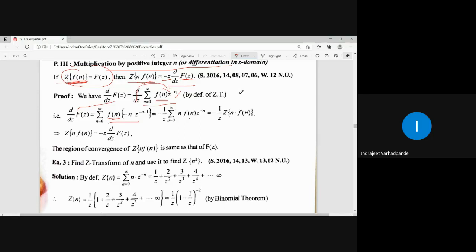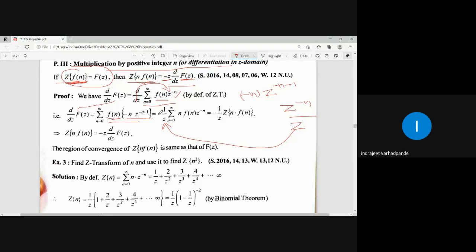The derivative of x to the power n is n into x to the power n minus 1. Similarly, the derivative of z to the power minus n will be minus n into z to the power minus n minus 1. Now the sequence is concerned with n, so whichever terms do not involve n can be taken outside the summation. Now z to the power minus n minus 1 can be written as z to the power minus n upon z, and this z can be taken outside the summation sign.